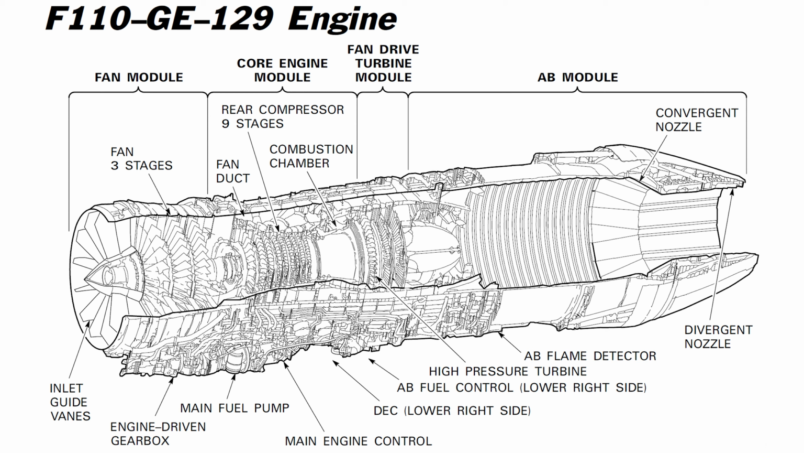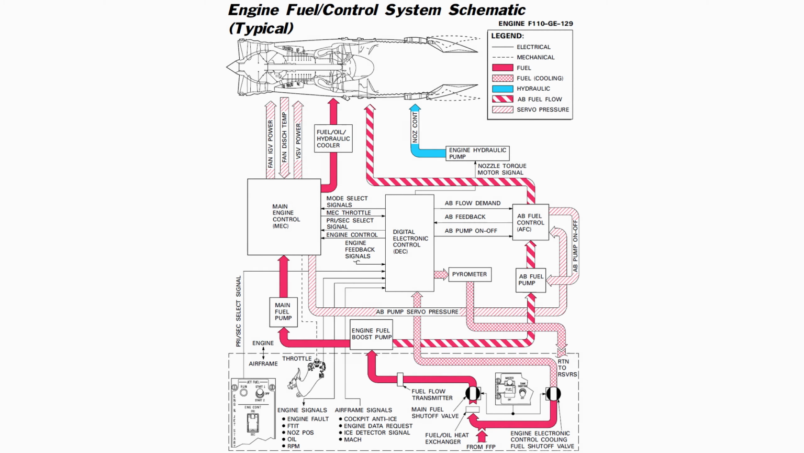The AFC is a fuel-operated electro-hydromechanical control which regulates fuel flow to the afterburner in conjunction with the DEC. The MEC is a fuel-operated hydromechanical control which provides various control functions in all control modes. The engine fuel/control system delivers the required fuel to the engine for combustion.